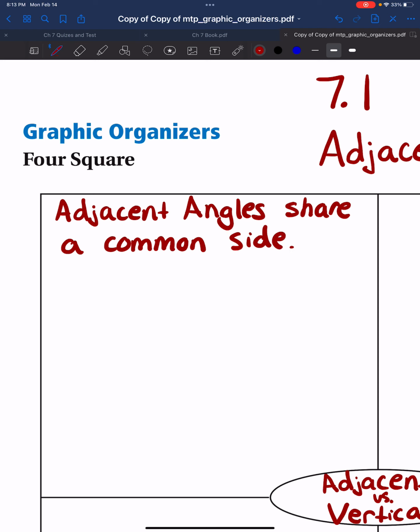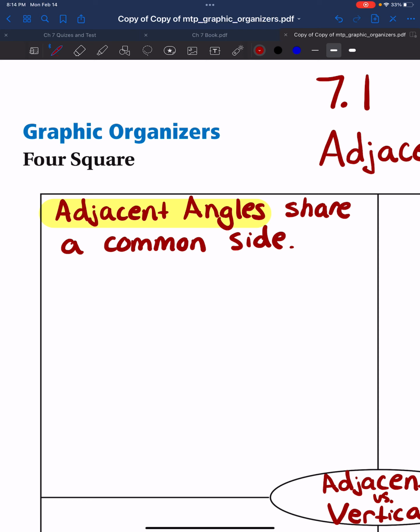Okay, and then I'm going to go ahead and take the highlighter and highlight all this. Remember, guys, you can always pause the video if I go too fast or if you want to make your notes look nice. Pause it. Don't worry about time. I make these videos kind of shorter so that you can pause and have time in class. Adjacent angles share a common side.